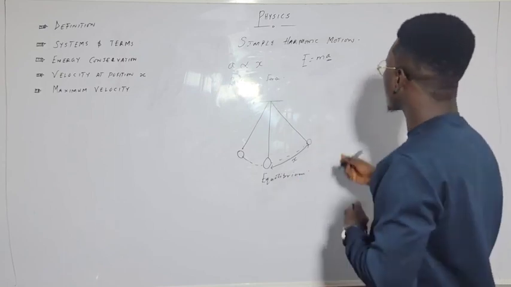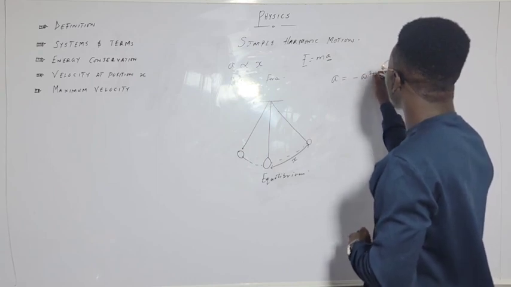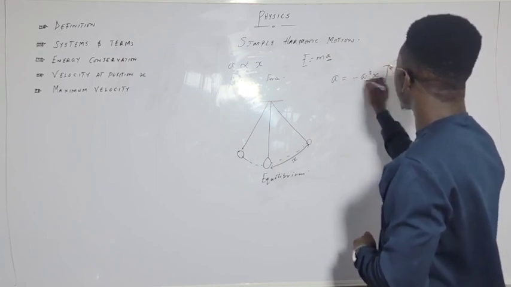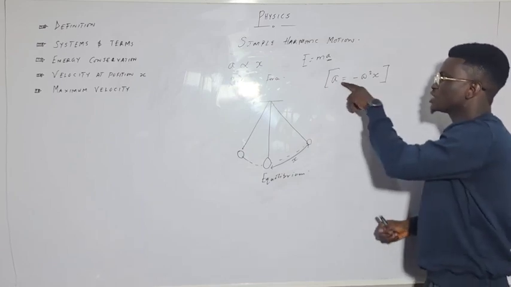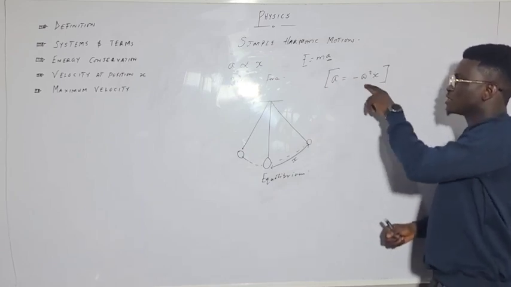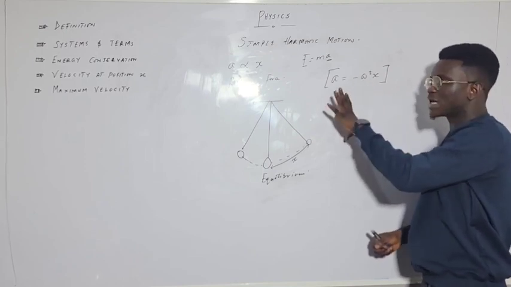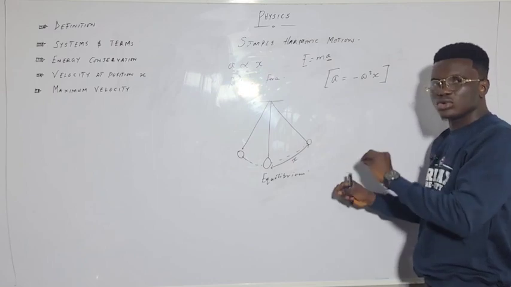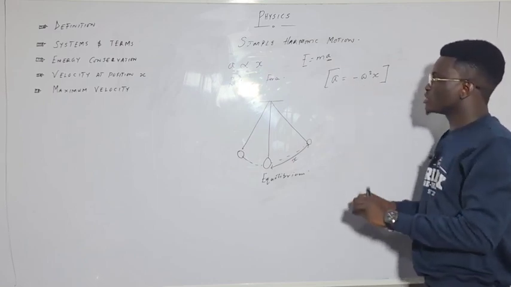Now, if I introduce a constant here, my acceleration is going to be equal to minus omega square x. This is one formula you should note in your notes. That's our first formula. So our acceleration is equal to minus omega square x. Omega is angular velocity and is a constant here. When I start the class from the beginning and I take it slowly, we're going to derive this formula. So stick to the channel.